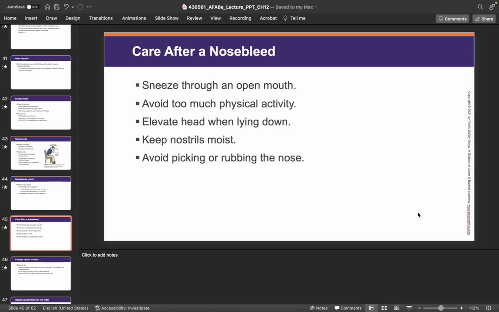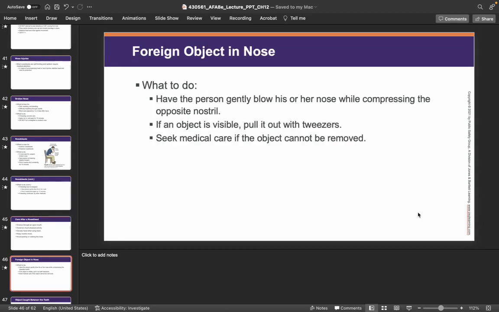All right. So, if somebody has a foreign object in their nose, okay, have the person gently blow their nose while compressing the opposite nostril, so all the pressure's coming out that nostril. If it's visible, you can try and pull it out with tweezers. If the object can't be removed, then you're going to have to go see medical care. Okay, as y'all become parents, this is a legit thing. Kids put stuff up their nose sometimes, and it's not good. Luckily, haven't had that issue yet, but it's always a possibility.